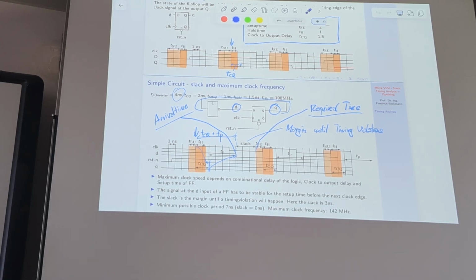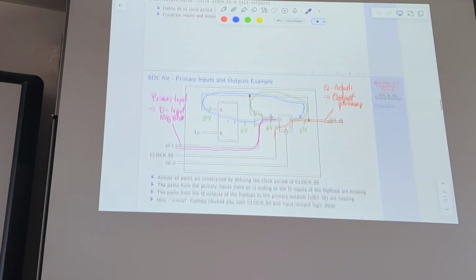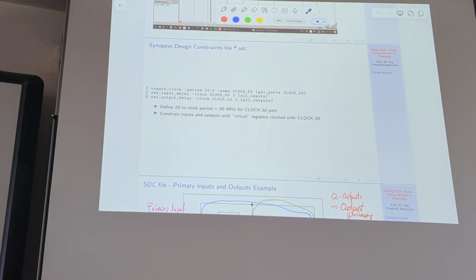I introduced this idea of an arrival time and the required time when the signal has to be there, and the idea of slack. I showed that this is working in FPGA, or I repeated the SDC files on basically two, or let's say three things which cover already quite a lot in timing constraining. So creating a clock, setting an input delay, setting an output delay.